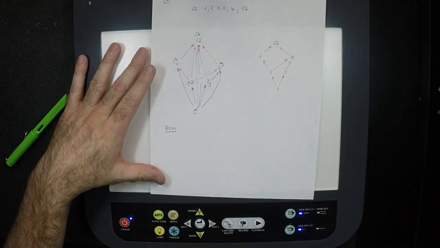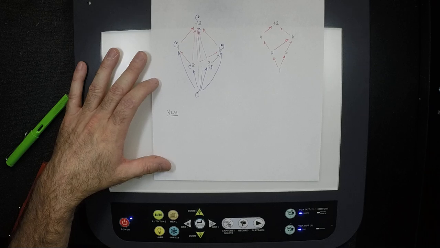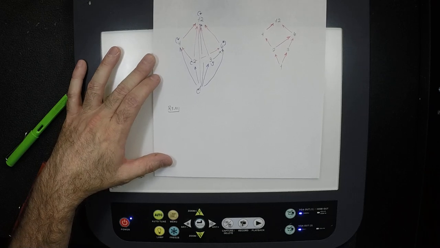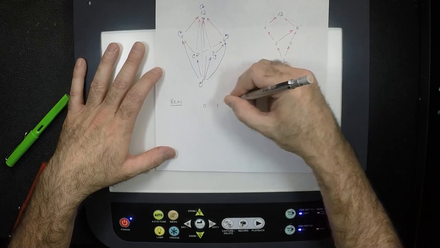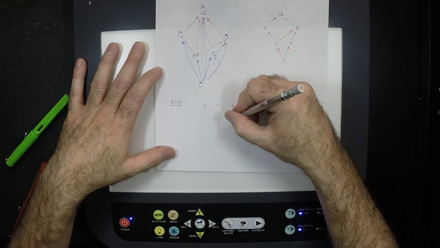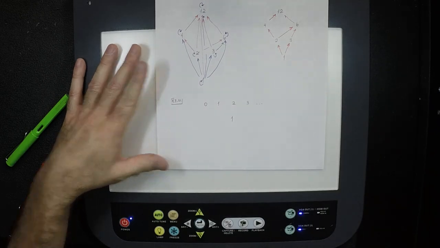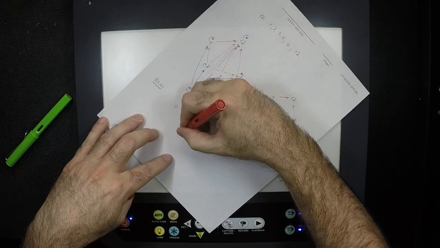Okay, so now, let's consider two simple cases. Now, what does 1 divide? Every natural number. That means that you could take all the naturals, 0, 1, 2, 3, dot, dot, dot, and you could put 1 right there, and you could draw an arrow to every one of them, right?